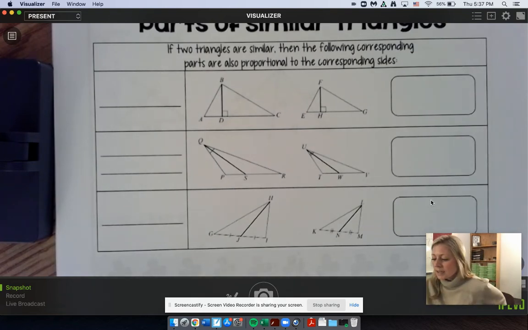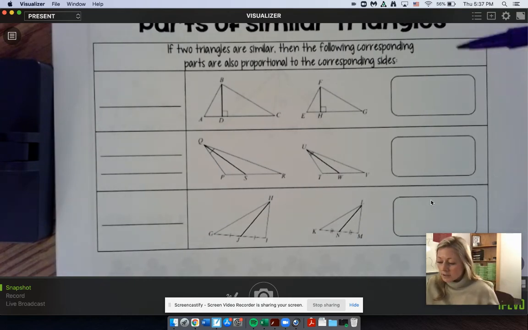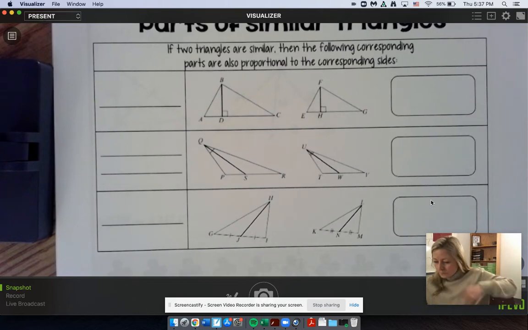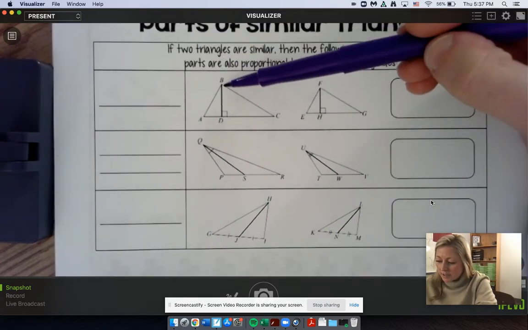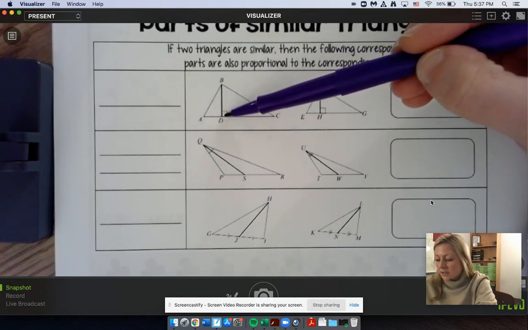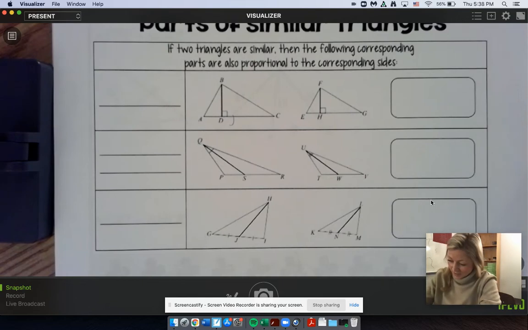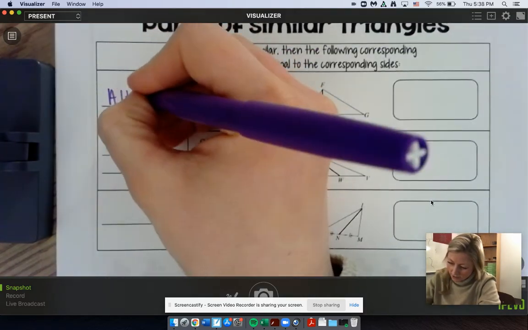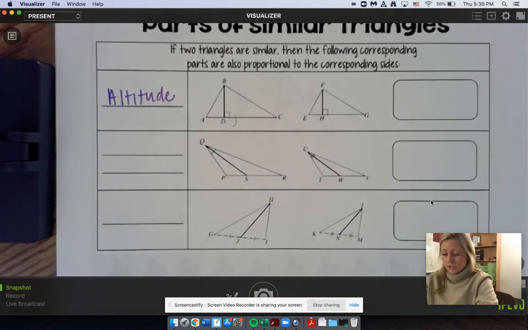If we read here, it says if two triangles are similar, then the following corresponding parts are also proportional to their corresponding sides. If we look at this picture, if a line goes from the vertex to the opposite side and makes a right angle, hopefully you're thinking that's an altitude, because that's what it is, or we call it the height of your triangle. So when this happens in similar triangles, now we just match.